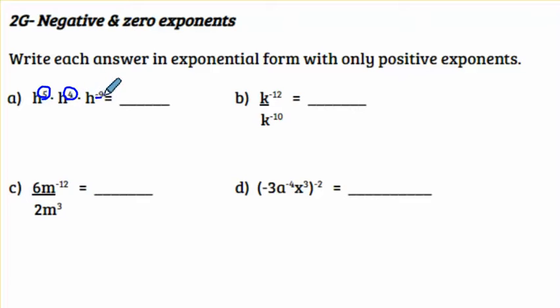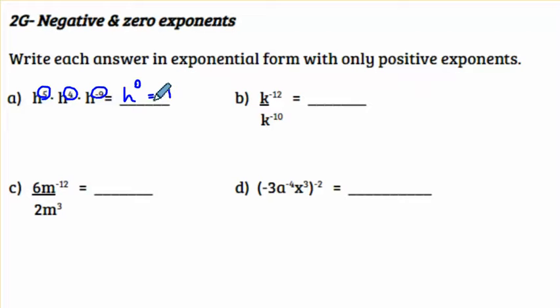We add that to this negative 9, and we wind up with 0. Now remember, that is the exponent. Our base is h. So we would have h to the 0 power, and anything raised to the 0 power is 1. So that was your final answer.